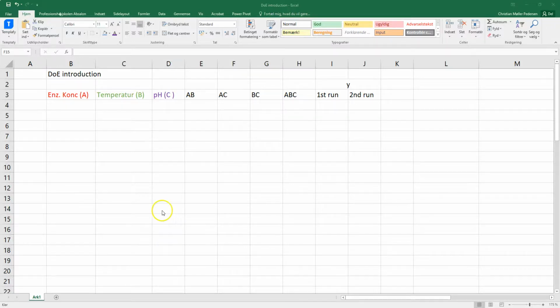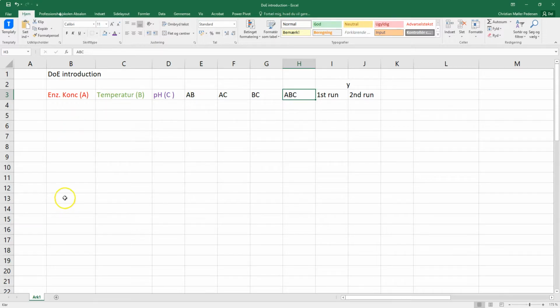Alright, we're ready to carry on with the example in design of experiments from the last video. And in this video I'm going to carry out the actual regression analysis in Excel. So first of all, you can see I've put in the three main effects, or the three factors if you like, and their interactions here.